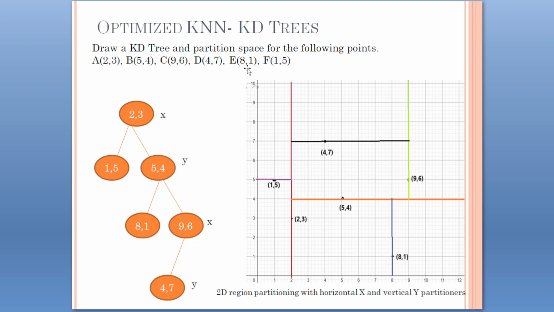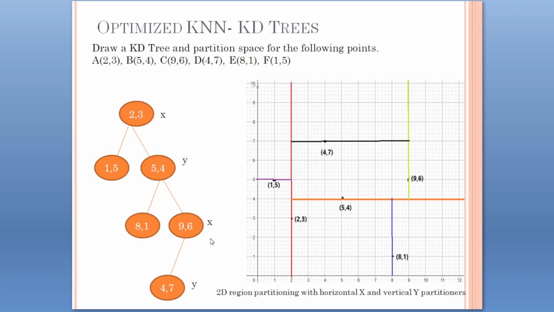Next is E, 8, 1. Since 8 is higher than 2, 8, 1 will be on the right of 2, 3. I'll move to the next level, 5, 4. At this point, we'll be comparing 4 and 1. Now, since 1 is less than 4 and this left child is vacant, we will draw 8, 1 on the left side of 5, 4. Next node is F, 1, 5. Since 1 is less than 2, 1, 5 will be on the left side of this tree. So this way we have drawn the tree.